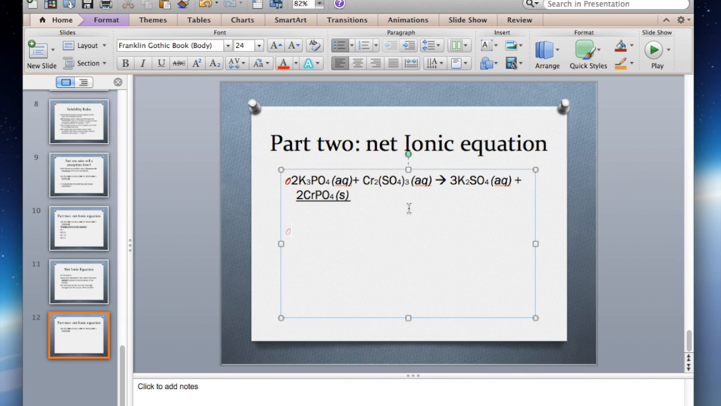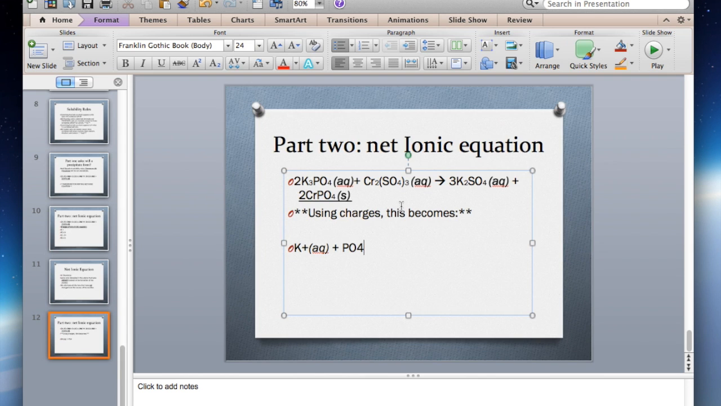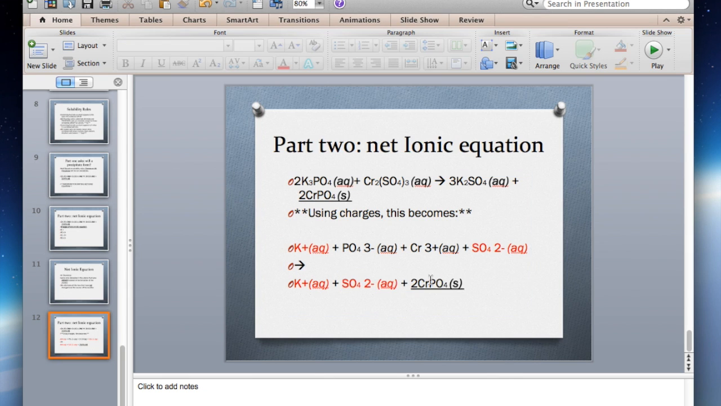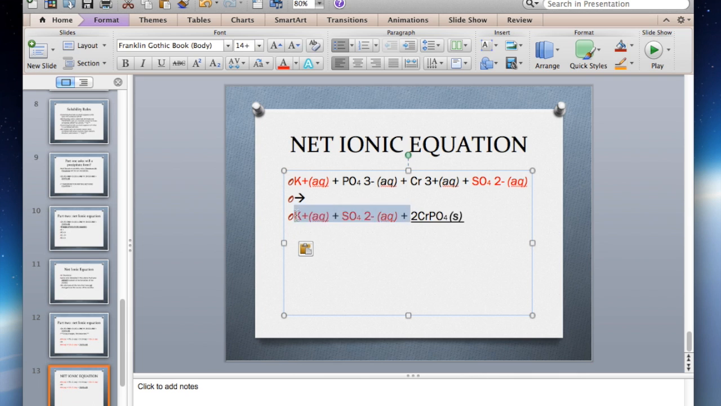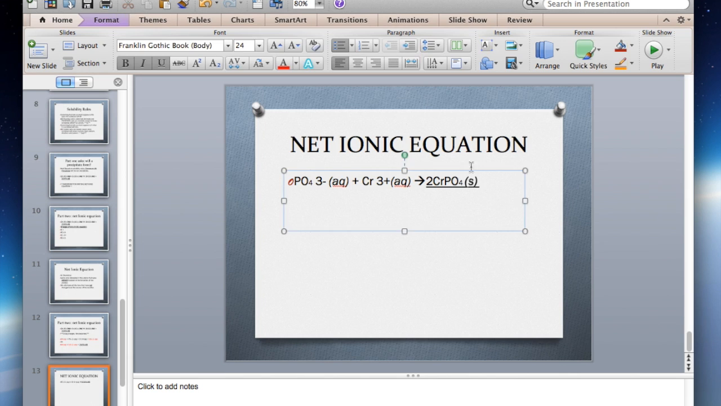Alright, so we have potassium with the +1 charge, aqueous, plus phosphate with a -3 charge, plus chromium 3+, plus sulfate 2-, and that'll give us what we have. Let's highlight what stays the same so we know which ones to cross out, delete, eliminate, forget about. Actually, no, don't forget about them. That's kind of mean. So, all right, let's delete them. Delete, delete, delete, and here we are. That is the net ionic equation.